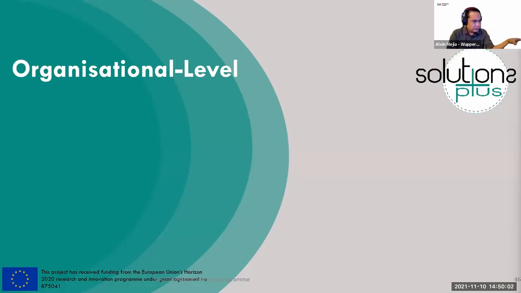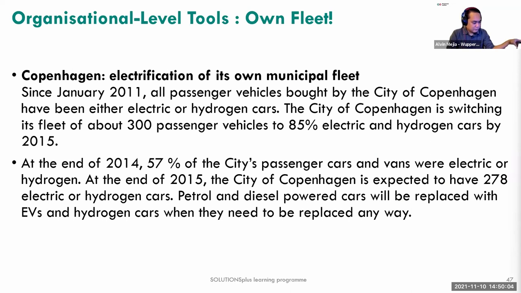Organizational level, different types of mechanisms that probably the local governments can look into, especially in the immediate term. So the first one is electrifying your own fleets.